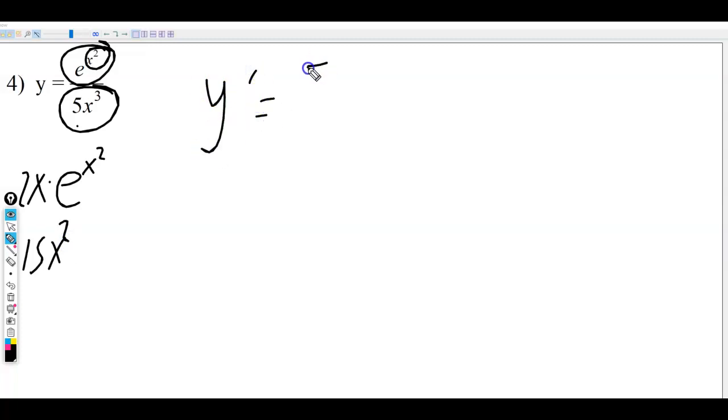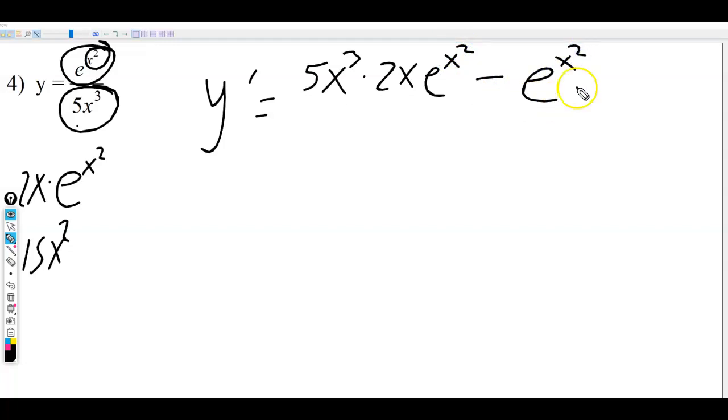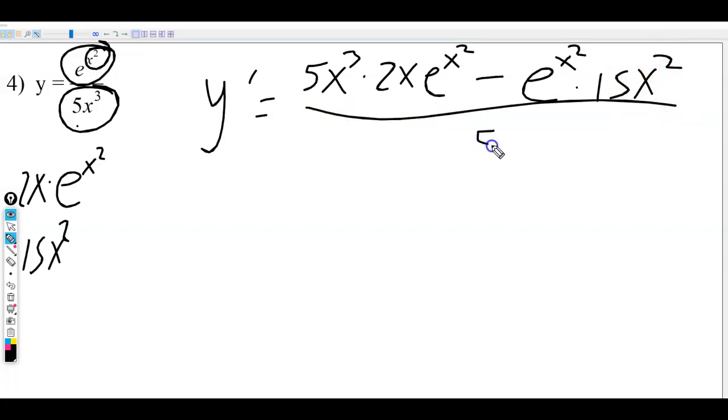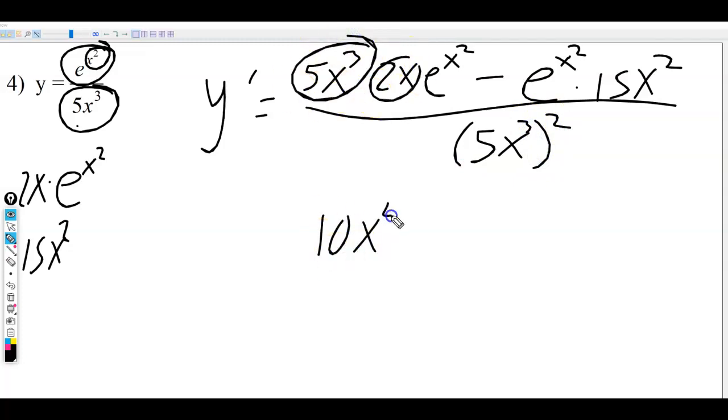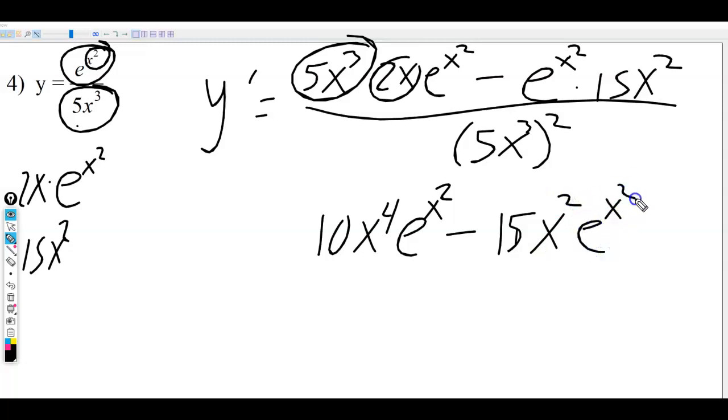So what we're going to do is our quotient rule. The quotient rule is low d high, the derivative of the top is this, minus high d low, draw a line and square below. And we could probably clean this up a little bit. The 2x and the 5x cubed can be put together to make 10x to the 4th. Let's see, what else? The 15x squared would probably come up to the front here. And the bottom can be rewritten as 25x to the 6th.